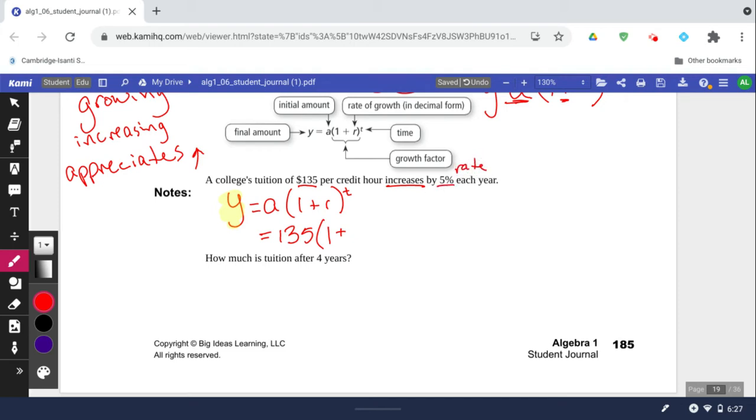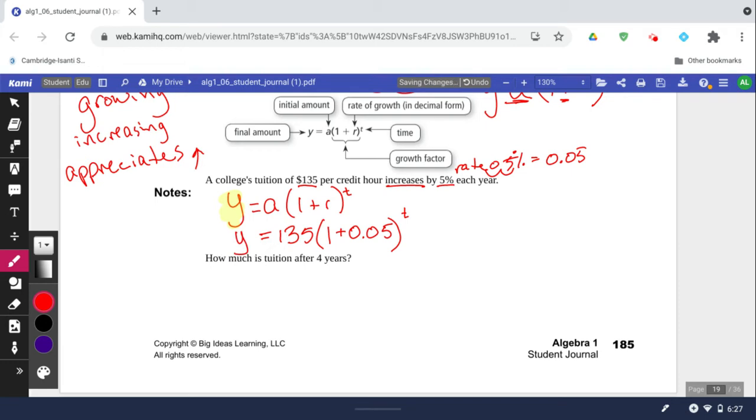And I'm going to be very careful. I'm not going to just say 1 plus 5. I'm going to get a crazy high number if I do 1 plus 5. I have to remember that 5% is the same thing as 0.05. You've got to scooch that decimal 2 spaces to the left. So 1 plus 0.05 to the t power. t is just going to stay t because I don't know how many years yet.